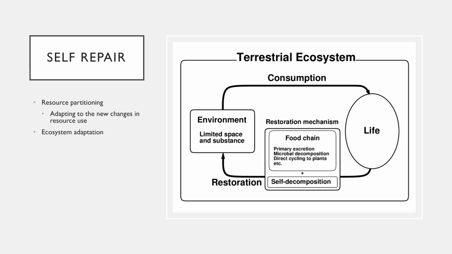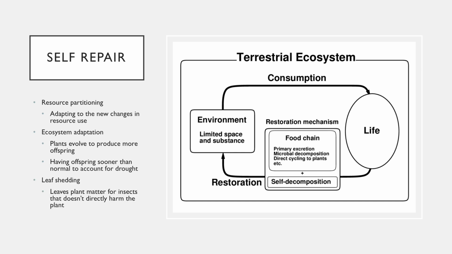So another thing is ecosystem adaptation. That means that these plants are naturally overcompensating with their offspring to add more of a chance of their eventual survival over time, and having these offspring at different times, either later or earlier in the season, to account for drought, giving them more of a chance for survival. There's also the option of leaf shedding, and shedding their leaves means that they are keeping their inner vascular tissue intact and hoping that these plant-eating insects will go for the leaves, and they have a better chance or a longer chance to survive than if they did not shed their leaves.